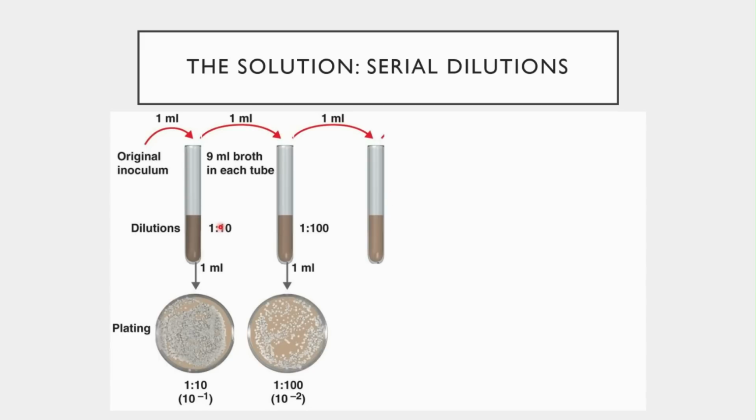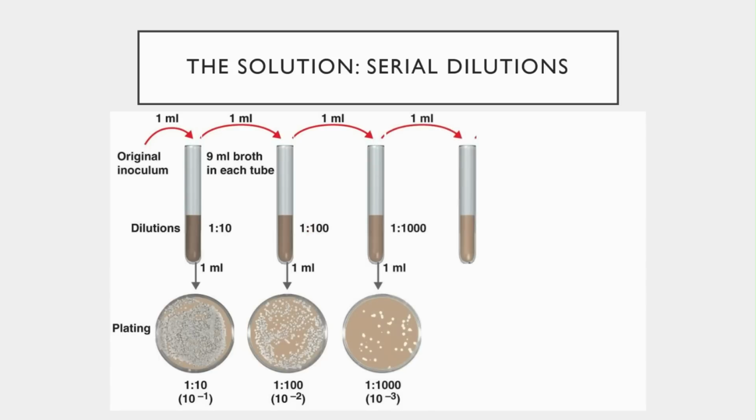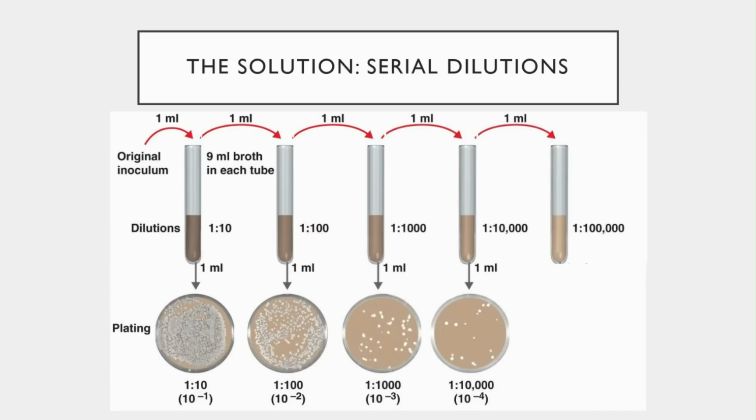This was 1 in 10. And because you took 1 milliliter and put it in this one, which had 9 mils plus 1 mil equals 10 milliliters, you did two 1 to 10 dilutions. And that's actually a 1 in 100 dilution. We'll talk about that later. And the next one is going to be 1 in 1,000. The next one will be 1 in 10,000. And the final one is 1 in 100,000.